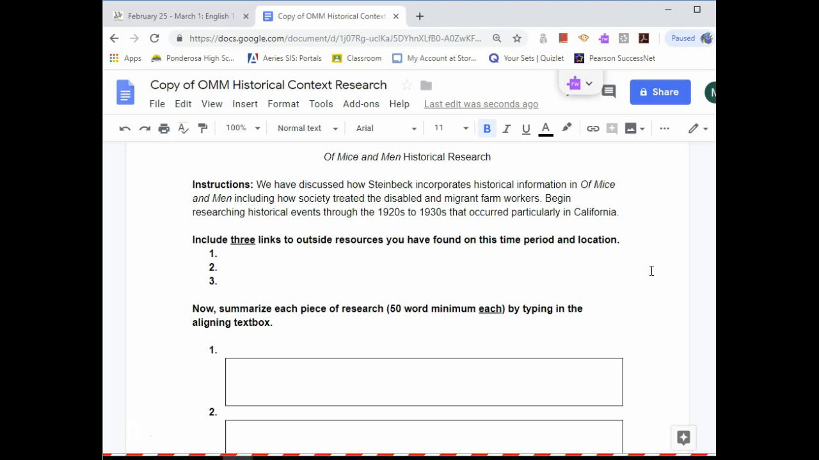So I'm going to introduce what we're doing today, so you have it for tomorrow. All right, instructions. We have discussed how Steinbeck incorporates historical information into Of Mice and Men, including how society treated the disabled and migrant farm workers. Begin researching historical events through the 1920s to 1930s that occurred particularly in California. Okay? So where is this located in California? Where were they? Salinas Valley. Okay? So that might be a good area to start. So here's what you're doing. You are including 3 links to outside resources you have found on this time period and location.